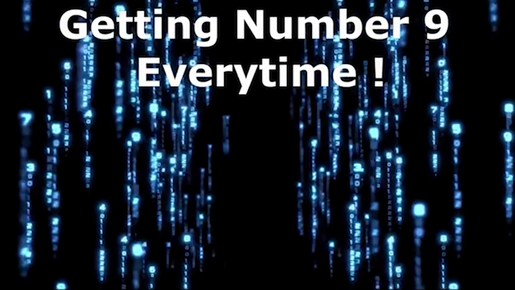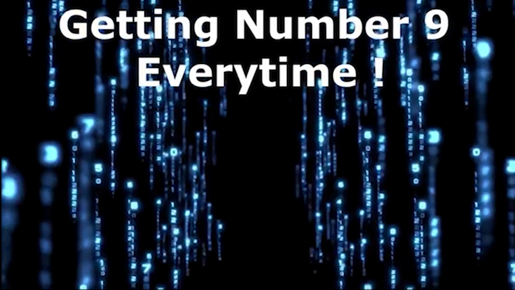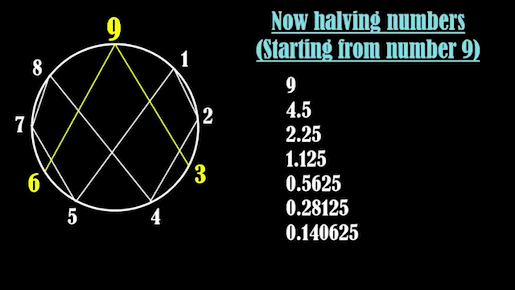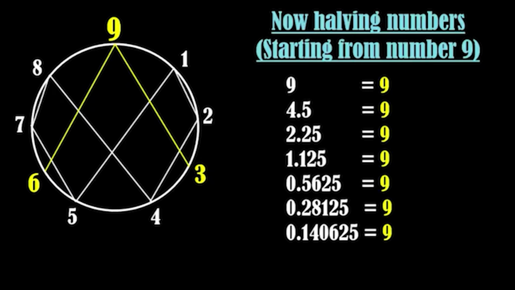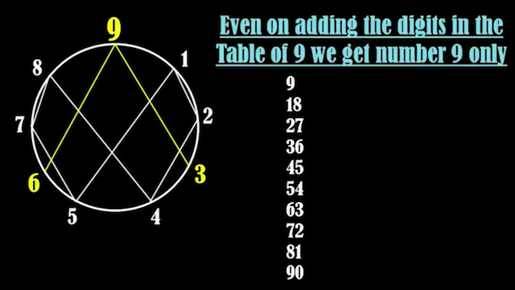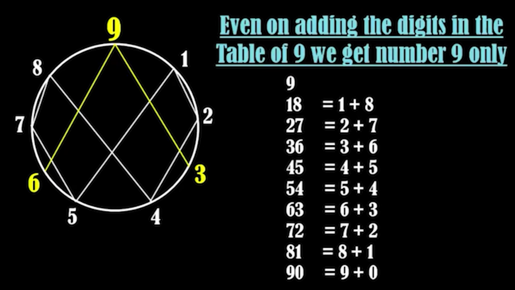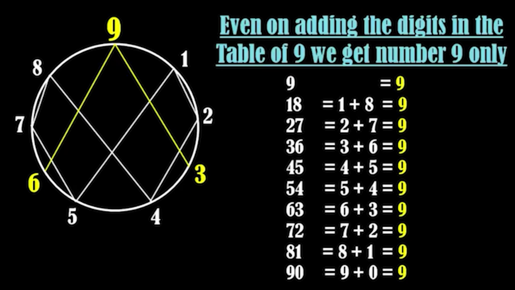We are getting only a single number, number 9. What will happen if we halve the numbers repeatedly starting from number 9? What you see? We are getting number 9 every time. No other number is present in the sequence. Even on adding the digits in the table of 9, we get number 9 only.